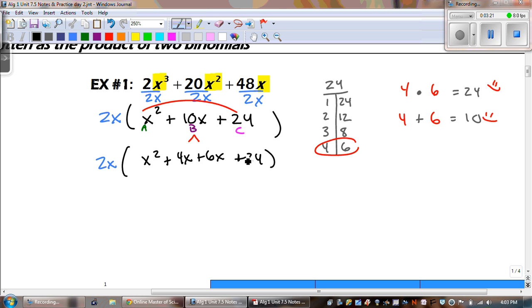plus 24. And now we're going to draw the line down the middle and split it up into the gray and the blue. So what's the GCF of the gray? It's an x, and when we divide that out, we get x plus 4 as our remainder.